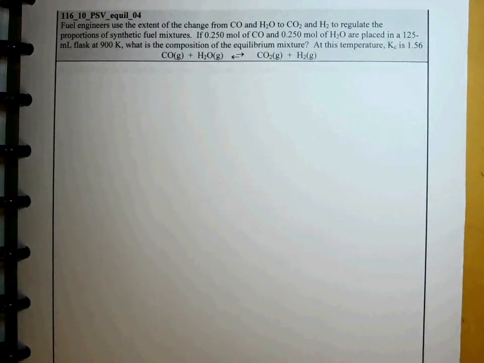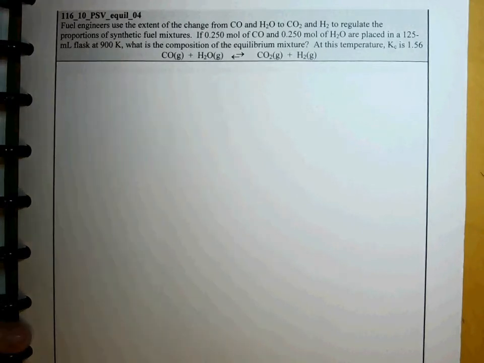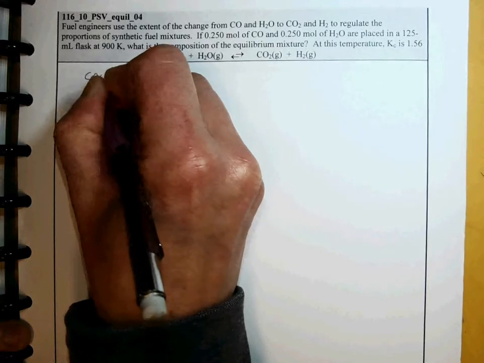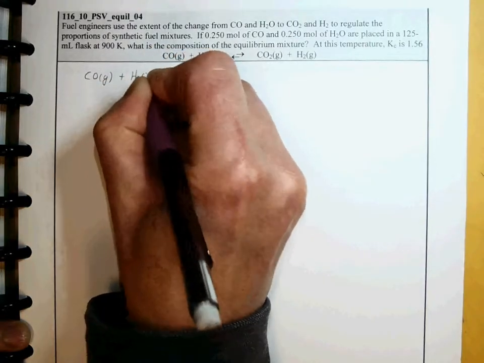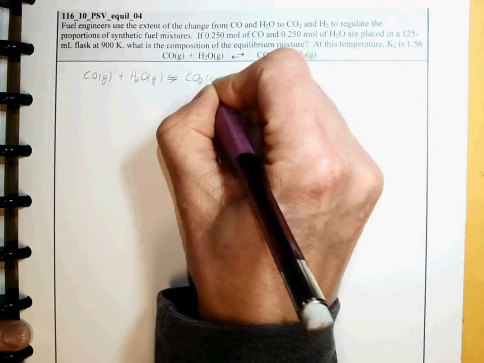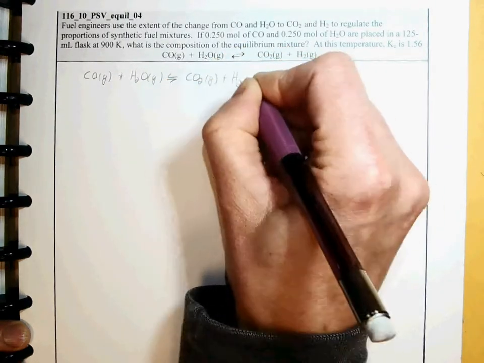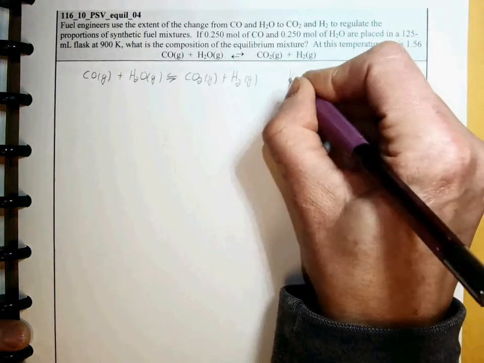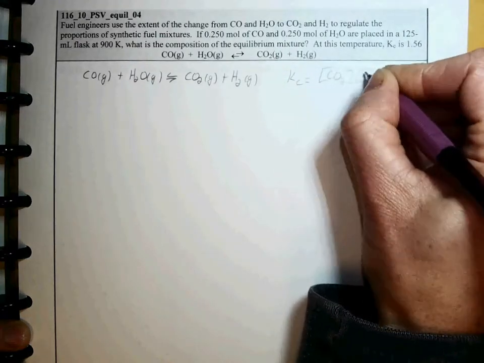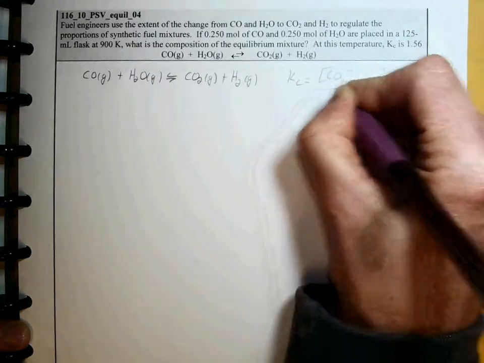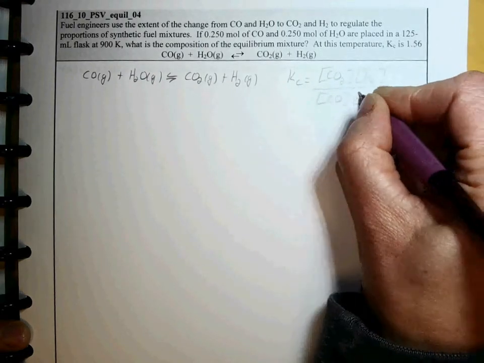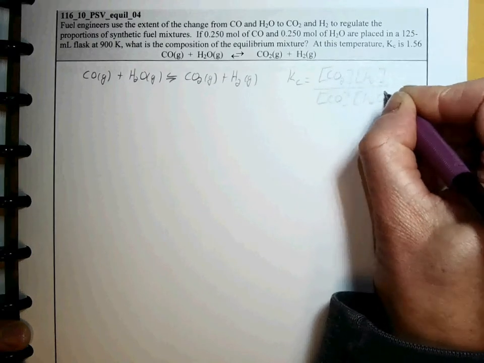Here's an equilibrium problem. We'll start by writing the balanced chemical equation. CO gas plus H2O gas, CO2 gas plus H2 gas. K sub C is going to be CO2, H2, over our reactants CO and H2O. Okay.